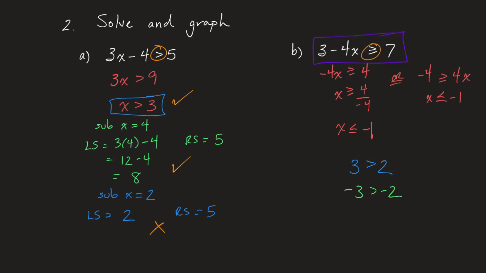But if I switch the sign of the inequality, now it is. Negative 3 is less than negative 2 because negative 3 is further to the left on our number line, and further to the left is a lesser value.